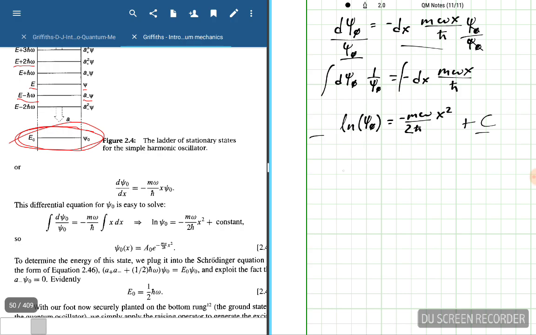Okay, now we solve for this guy by taking the exponential of both sides. The way to undo a natural log is to take the exponential, and that just equals psi naught. What we end up getting there is e to the m omega x squared over 2h bar, and then we could say that's times e to the c, which is just a constant.